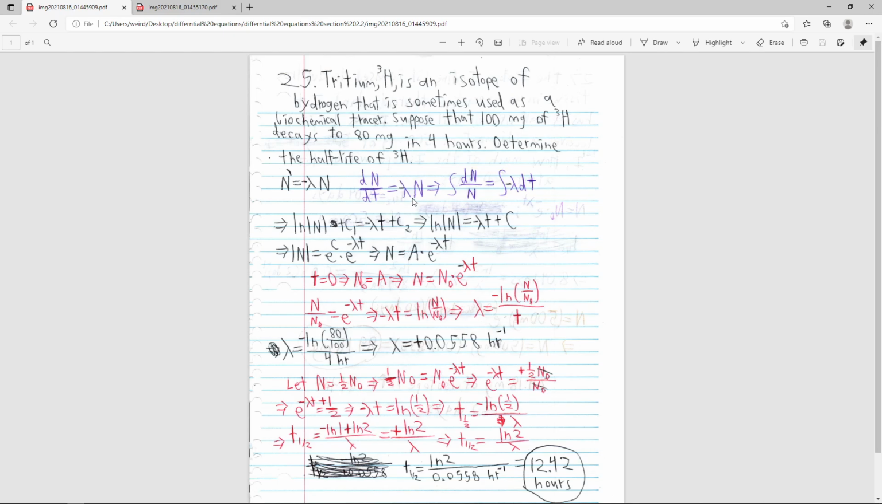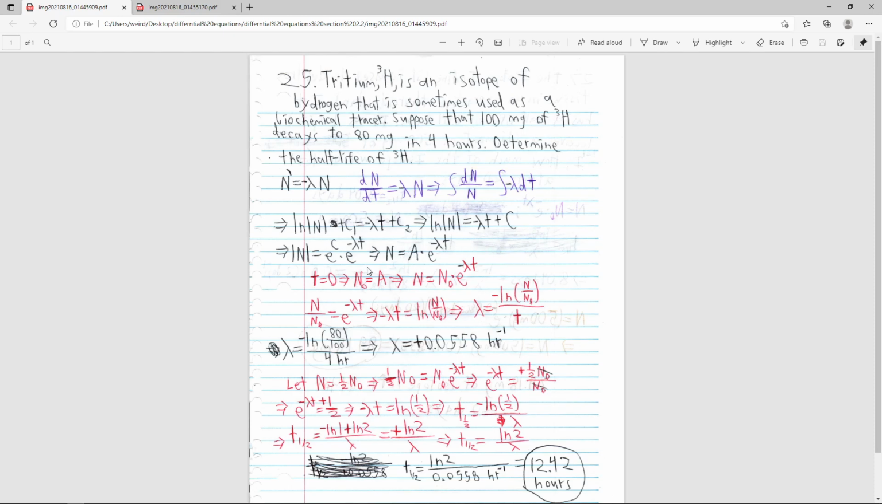So dn/dt equals negative lambda n. We can separate the parts, so it's the integral of dn over n equals the integral of negative lambda dt. So we get ln of the absolute value of n, plus c1, equals negative lambda t, because negative lambda dt just becomes negative lambda t, plus c2. So ln of the absolute value of n equals negative lambda t plus c, and we process like before, we get n equals a times e to the negative lambda t.